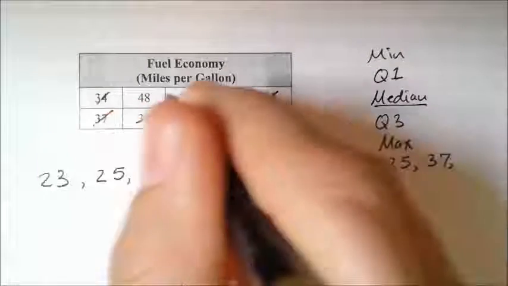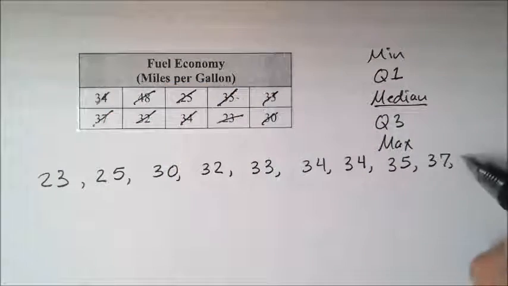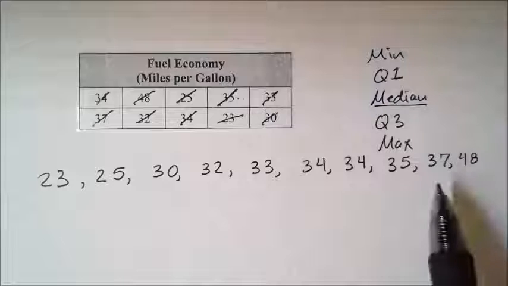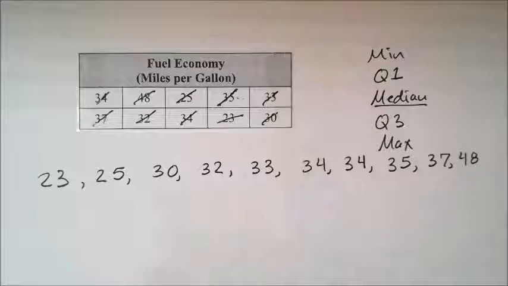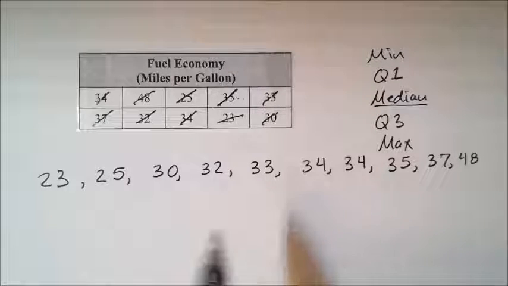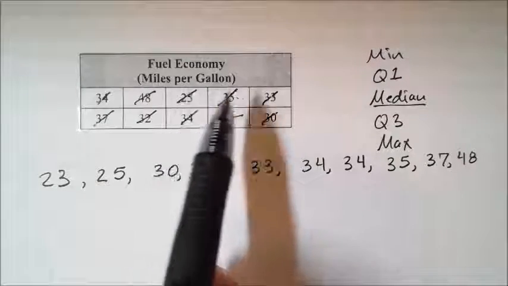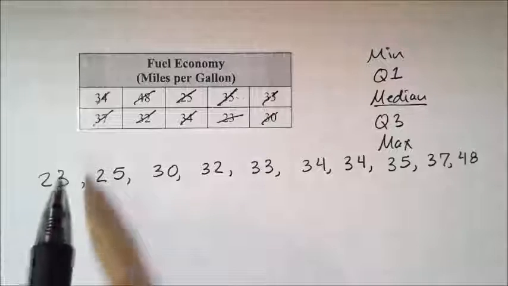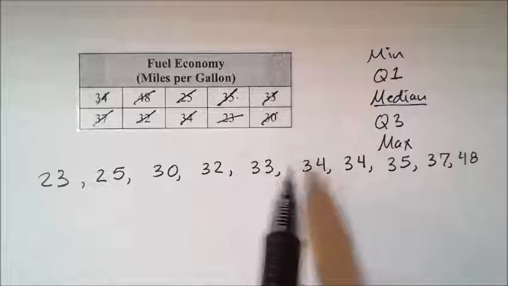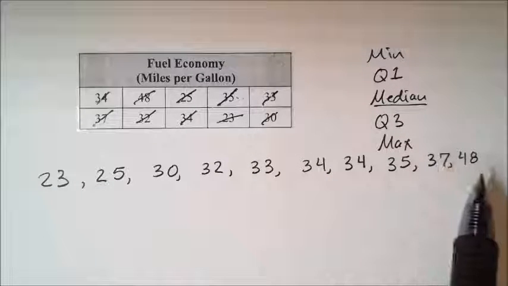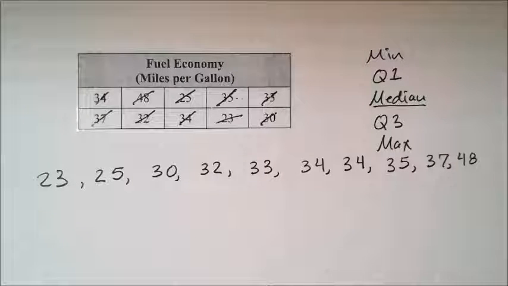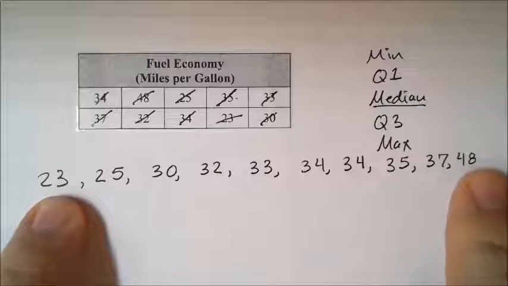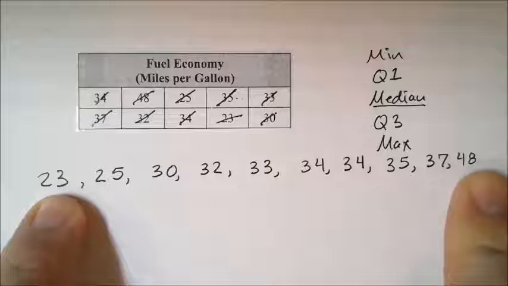And finally 48. Now at this point you should be looking at your data and counting it to make sure that you put all the numbers down. So we have 1, 2, 3, 4, 5, 6, 7, 8, 9, 10. Once you confirm that you have all that data down, then you can go ahead and start counting in so that we can find the median.